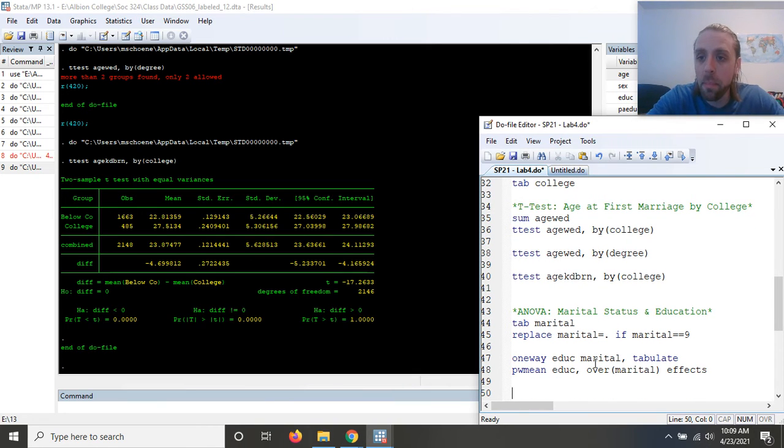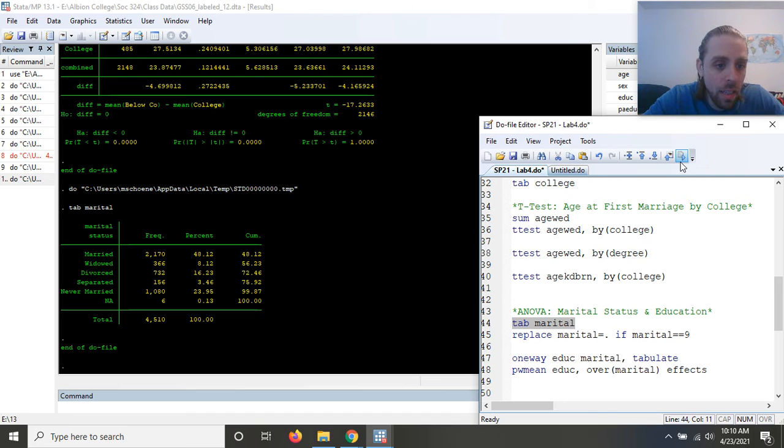ANOVA is a simple command here. Now we can do things across more than 2 groups. So what I want to do here is I want to look at marital status. And so what I need here is an interval variable to be my dependent variable, and I need my categorical variable to have 3 or more categories. So let's take a look at marital.